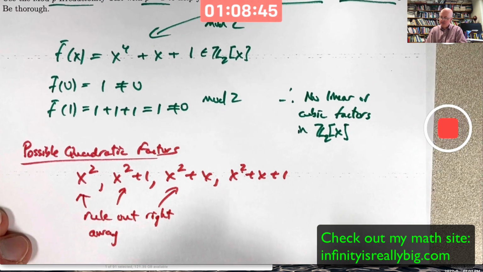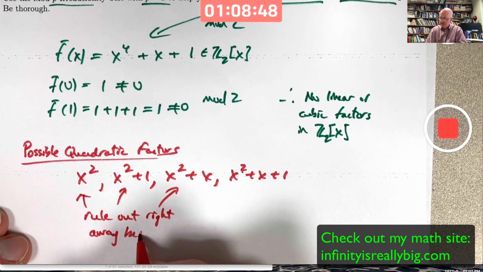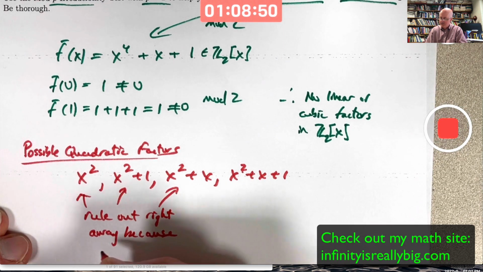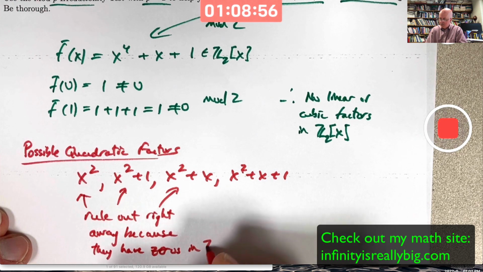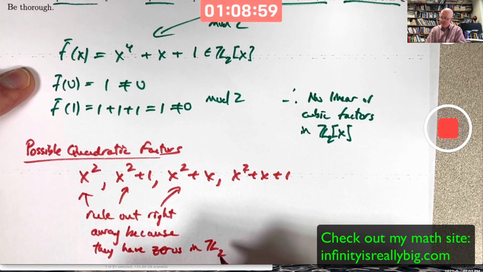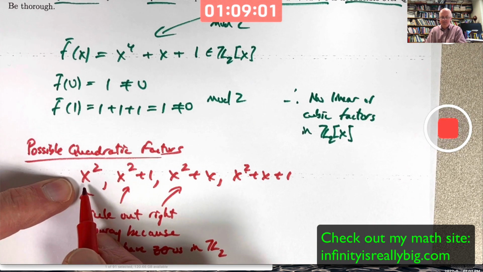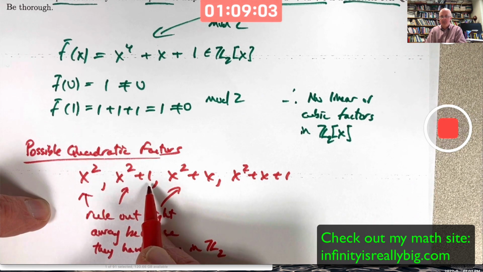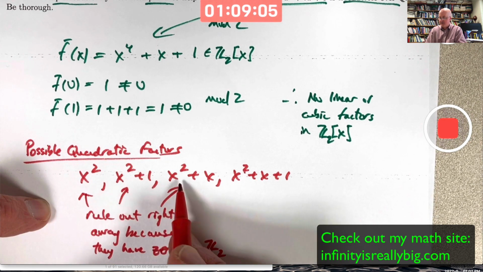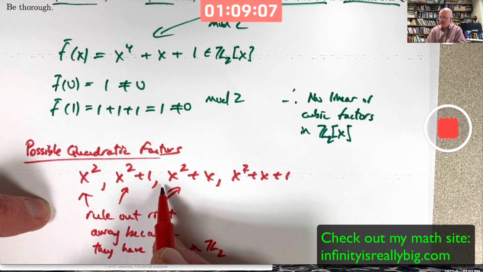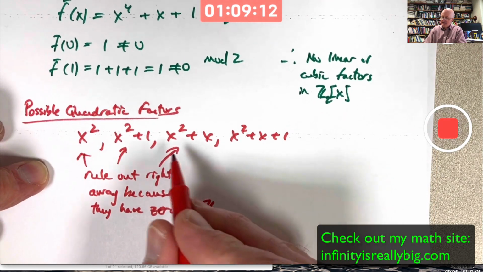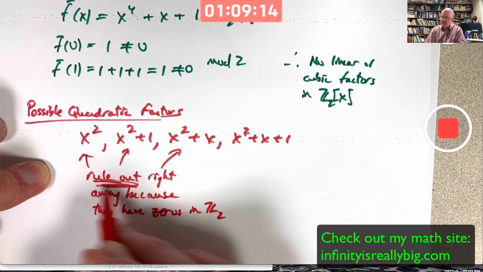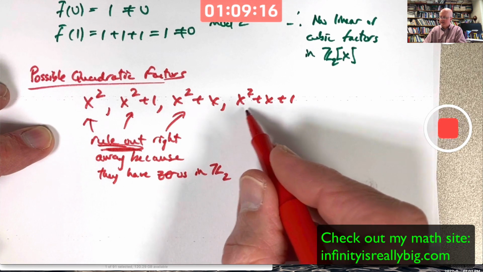Because they have zeros in Z2, so they are reducible in Z2. Whereas F bar does not. 0 squared is 0, and 1 squared plus 1 is 0, mod 2. 0 squared plus 0 is 0, and also 1 squared plus 1 is 0. Rule these out right away. So the only one you really have to think about is this one.